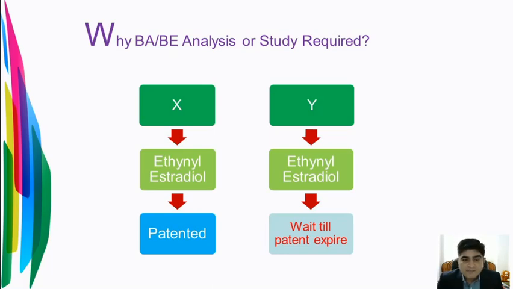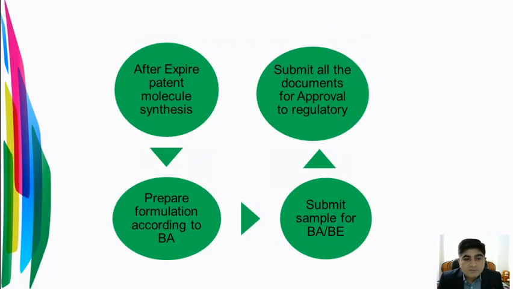So why would another company want to synthesize that molecule? They will wait until the patent expires. After the patent expires, they will synthesize the molecule. They will prepare a formulation according to BA. No company will provide the information regarding its formulation.